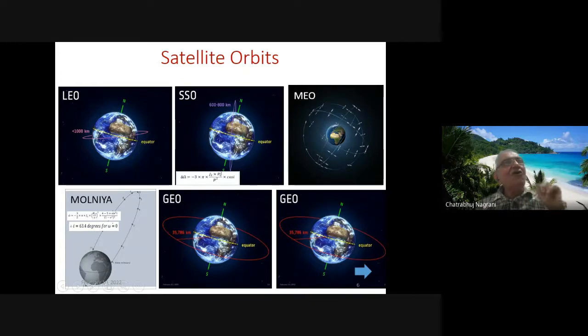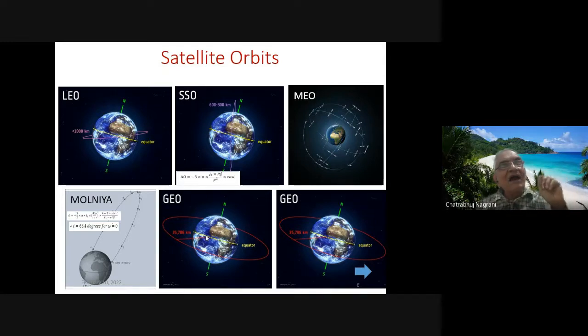Here, GEO orbit is where, because all our communication satellites are in geosynchronous Earth orbit. That means they are at 36,000 kilometers, or whatever number you see, it is 35,786. I call it 36,000, it doesn't matter for our discussion. And it is an equatorial orbit, meaning it goes around the equator at 35,000.